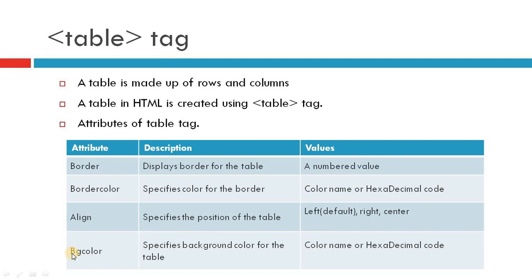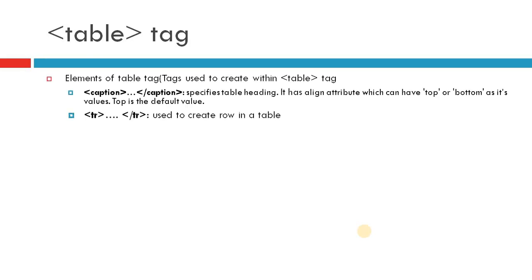The last attribute is BG color. BG color stands for background color. BG color is going to specify background color for the table. The value for BG color is a color name or a hexadecimal color code. We are going to see about different tags which are used inside the table tag. These are also known as the elements of the table.